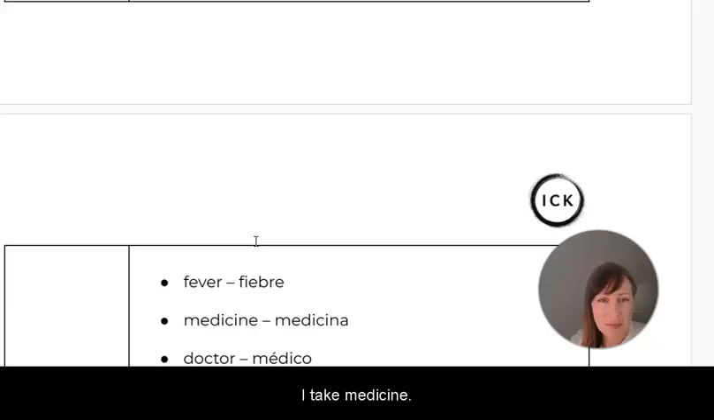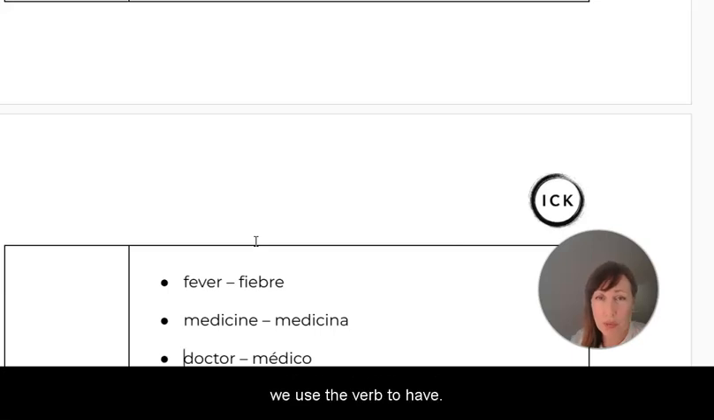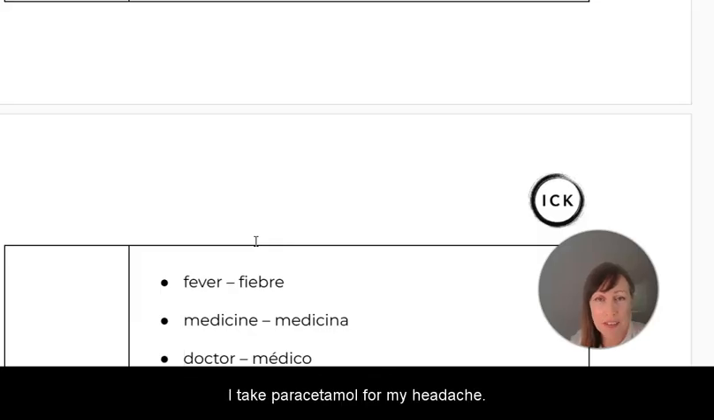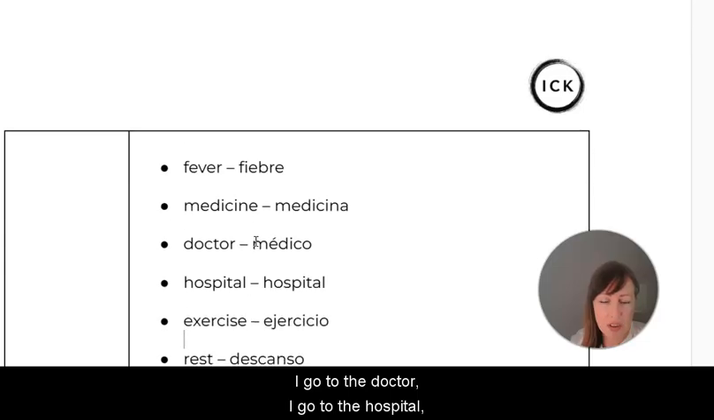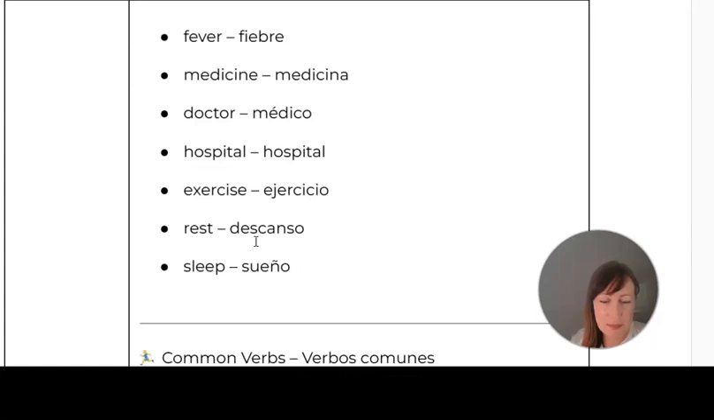I take medicine. So before we said, when speaking about food, we use the verb to have. I have breakfast. I have a coffee. For medication, for medicine, we use take. I take paracetamol for my headache. I go to the doctor. I go to the hospital. I do exercise or I exercise. I rest. I sleep. So those are verbs related to health.